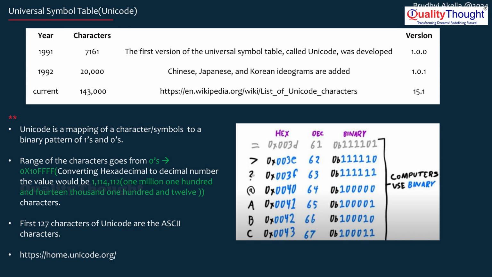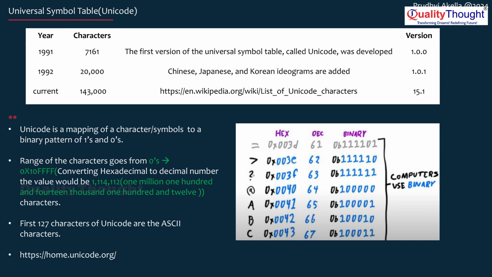The Unicode mapping is a character to a binary representation of ones and zeros. That means you have a character and it is represented in a decimal, and the decimal is then further converted into binary. It's still the same procedure. But we have introduced something called hexadecimal. We'll talk about that in some time.